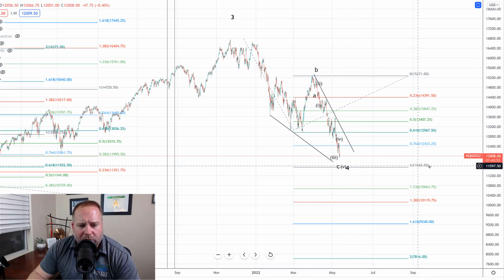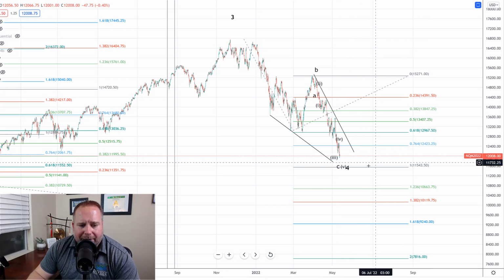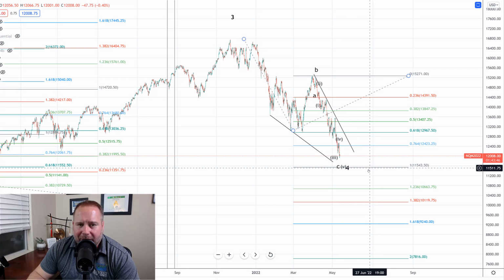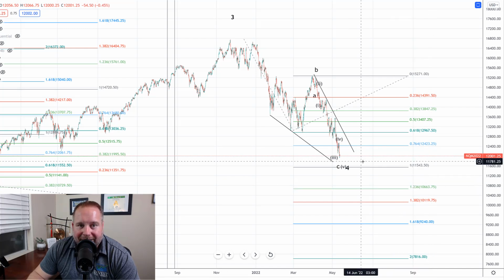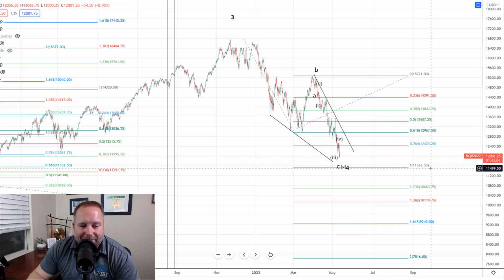So the overall support is 11,543 at the 1.0. And once you get past that, it can go a little bit lower. And there are ways to count wave 1 off of the COVID lows that are around 11,000, but we can't get down to the 1.236 on the NASDAQ. It's just too deep to count any kind of reasonable wave 1 that would not infringe on this. So the NASDAQ is really looking for support in that 11,543 range.